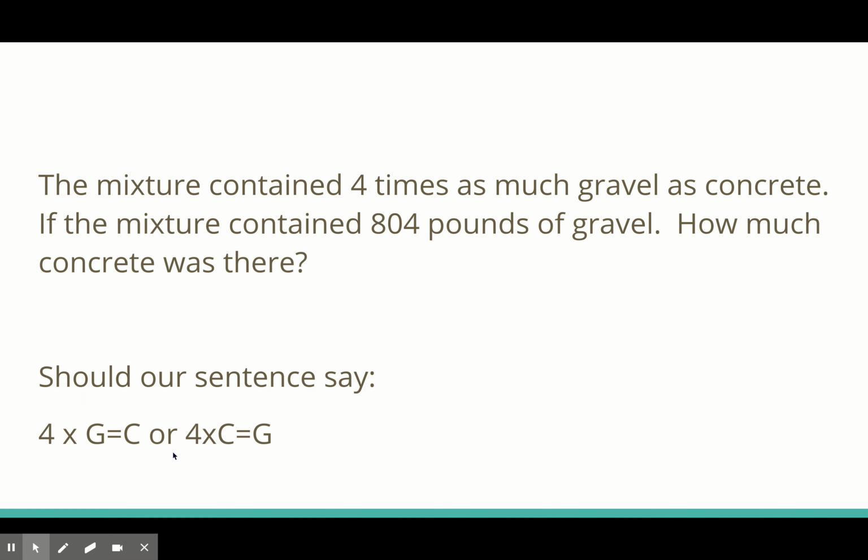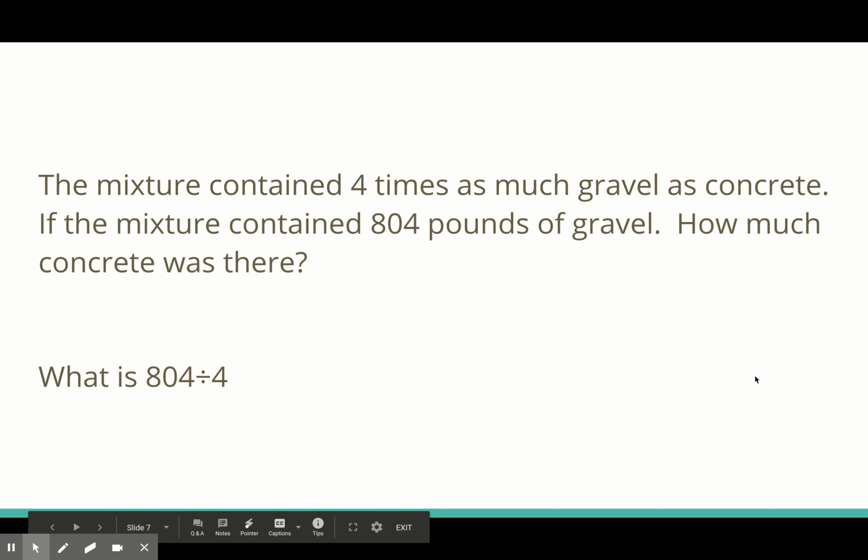Great job. Because you know it's 4 times concrete equals gravel, you're going to write that out, and that is going to look like this fact family. You have your 804 here, you have your 4 here, and so you're going to figure out your concrete, and to do that, you're going to divide. So on the next page, you're going to see that division question. What is 804 divided by 4? Go ahead and work that really quickly now.